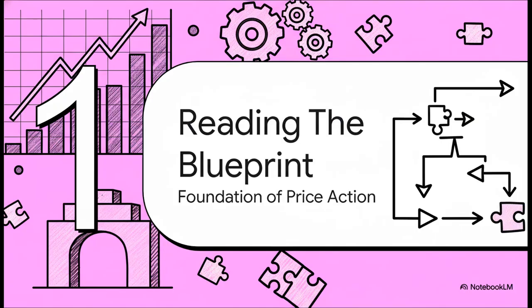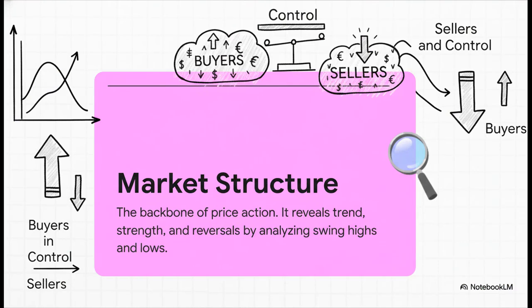Okay, first things first. Before you draw a single line on your chart, before you even think about an indicator, you have to learn the basic grammar of the market. And that grammar, my friends, is called market structure. At its core, market structure really only tells us one simple thing. Who's in control? Is it the buyers or the sellers?